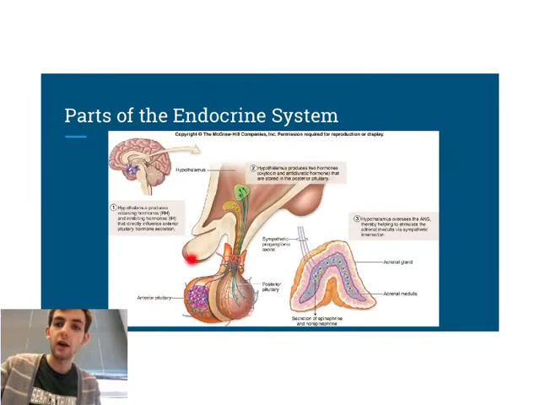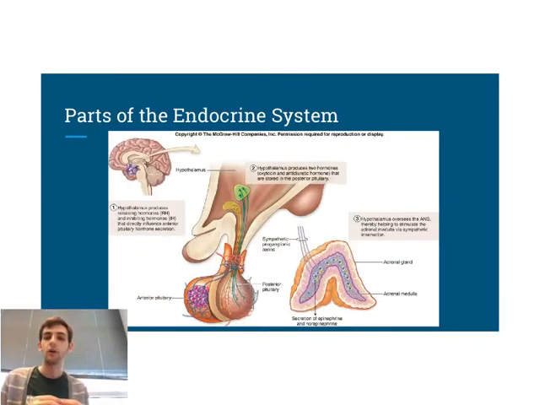And each of these parts of the pituitary are going to release different types of hormone. For example, the hypothalamus will release growth hormone releasing hormone, which triggers the anterior pituitary to release growth hormone, which is then going to go and affect target tissues. Now, we also have the adrenal gland that plays a pretty important part in some hormones and some hormonal regulation.